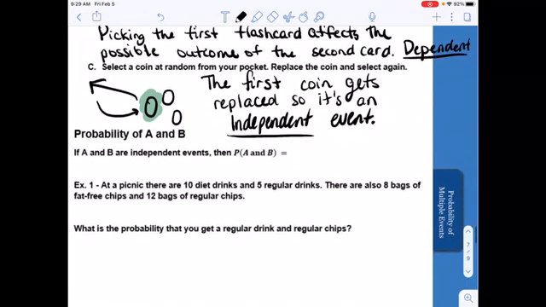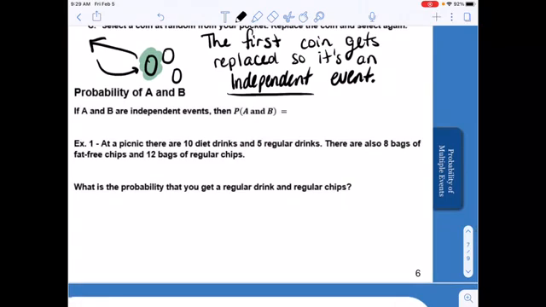All right, and then we have probability of A and B. If A and B are independent events, then the probability of A and B, that's how you say this, probability of A and B, can be found by taking the probability of A times the probability of B.